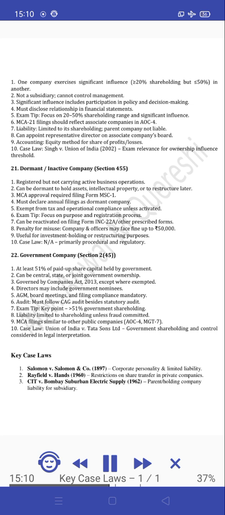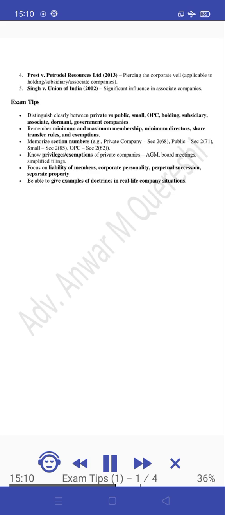Key case laws. 1. Solomon v. Solomon and Company, 1897: corporate personality and limited liability. 2. Rayfield v. Hands, 1960: restrictions on share transfer in private companies. 3. CIT v. Bombay Suburban Electric Supply, 1962: parent holding company liability for subsidiary. 4. Prest v. Petroleum Resources Limited, 2013: piercing the corporate veil applicable to holding, subsidiary, associate companies. 5. Singh v. Union of India, 2002: significant influence in associate companies.